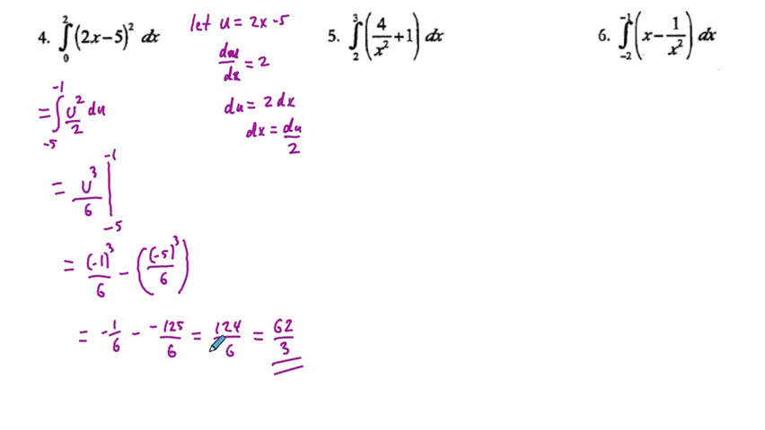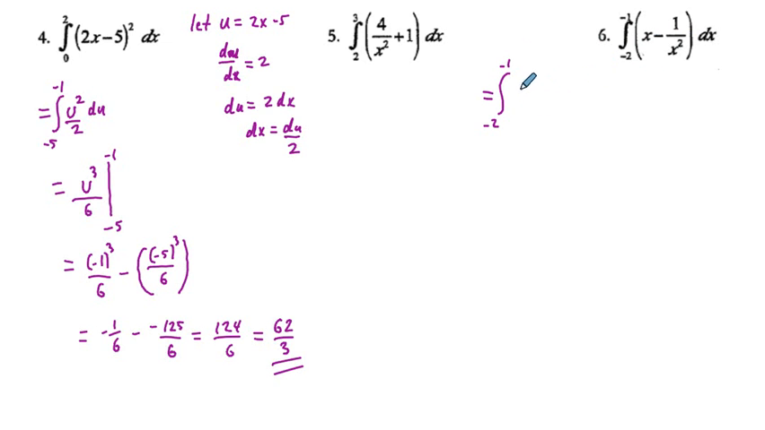And so that's going to be our answer for this particular problem. Let's do the next even problem, which is 6. We have the integral from negative 2 to negative 1 of x minus 1 over x squared. So what I'm going to do first on this one is rewrite it into what I like to call calculus-friendly form.